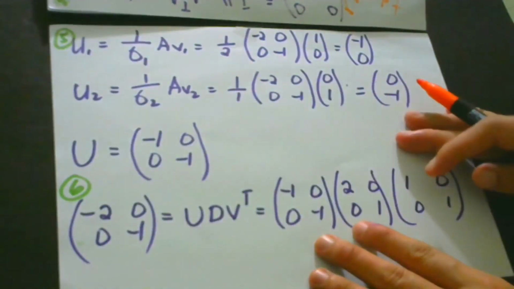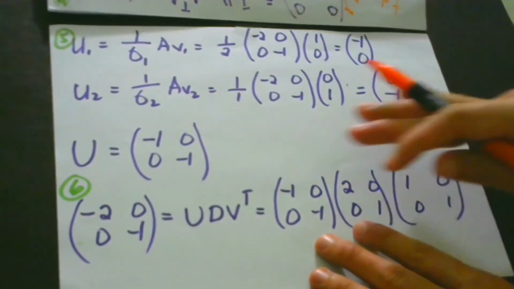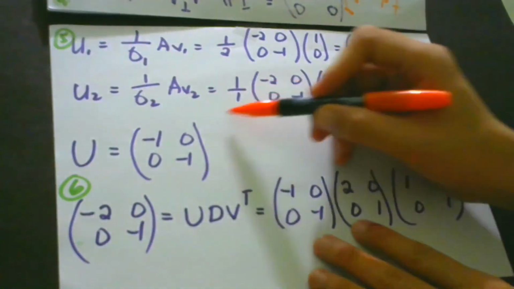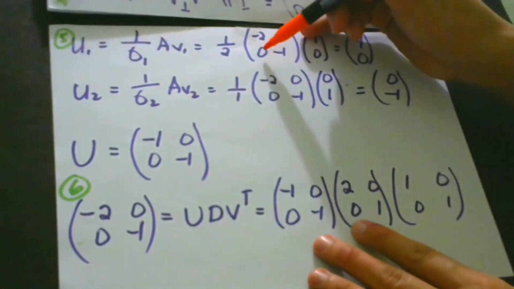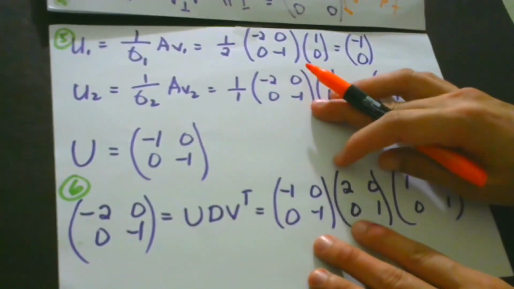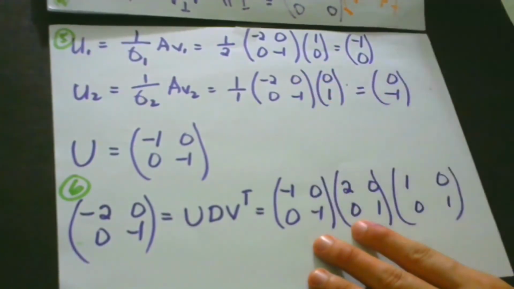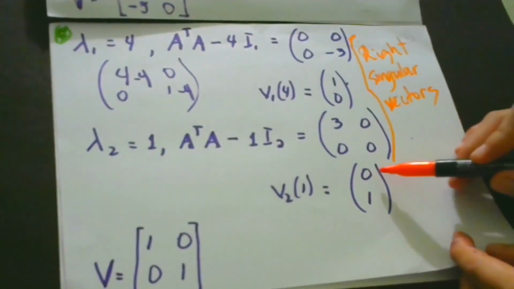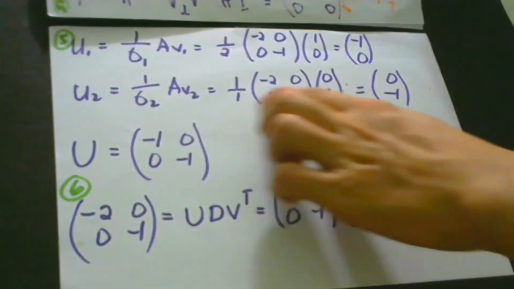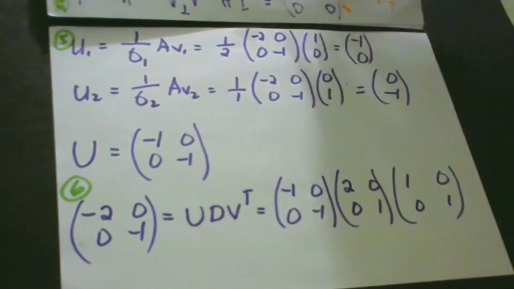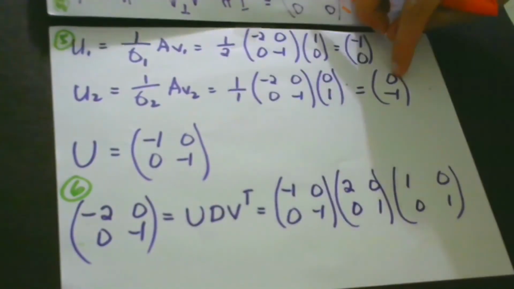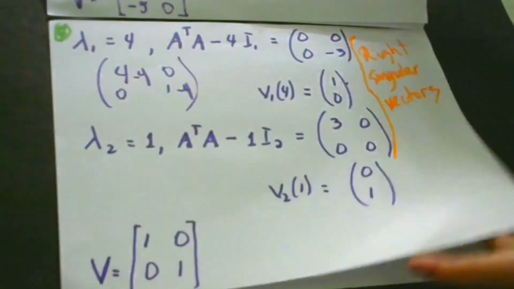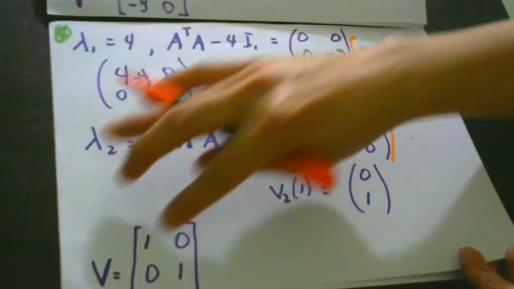The same process we do for U2, and what we do here is 1 over singular value number 2, which is 1, then the same [-2, 0; 0, -1]. This is our original matrix A, and then our V2 is [0, 1]. Then we multiply them, and we arrive at [0, -1]. And the same thing that we do in step number 4, we combine them.